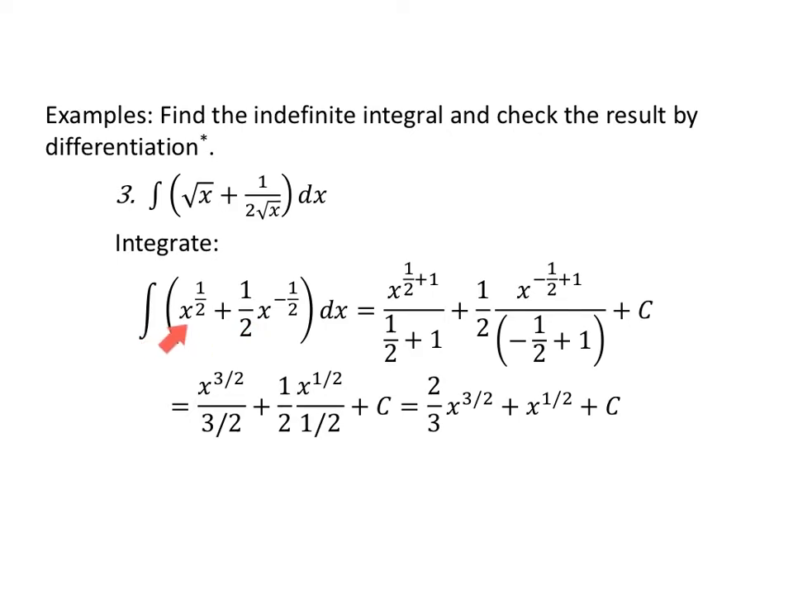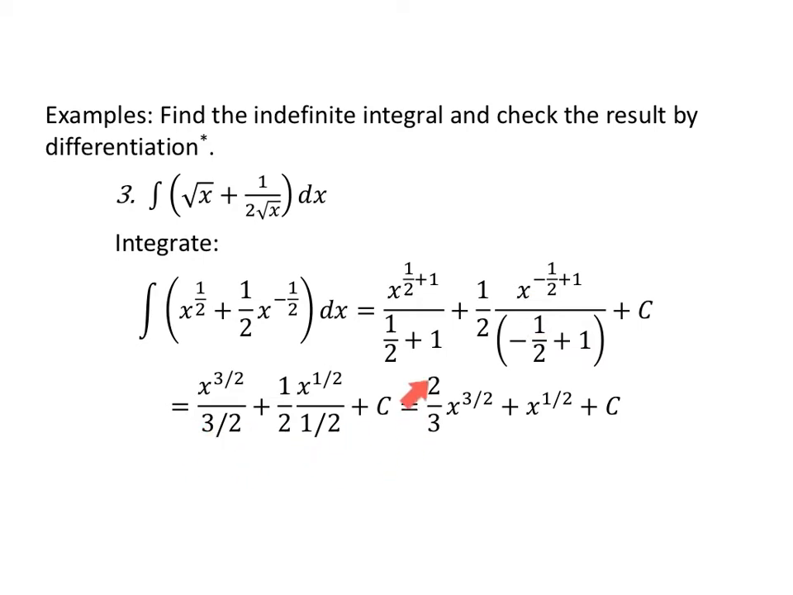The antiderivative of x to the 1/2 is x to the 1/2 plus 1 divided by that new exponent, plus 1/2 out in front. The antiderivative of x to the negative 1/2 is negative 1/2 plus 1 as my new exponent and my new denominator. Plus c. Remember, I write plus c at every step just so I don't forget it in the end answer. 1/2 plus 1 is 3/2. Negative 1/2 plus 1 is 1/2. So my first step, don't forget the plus c.